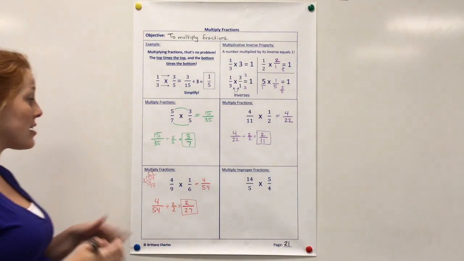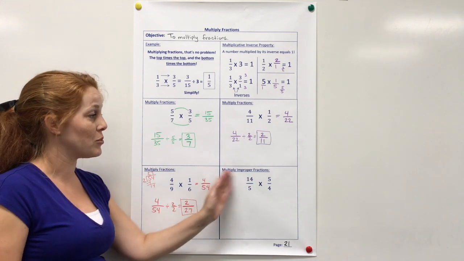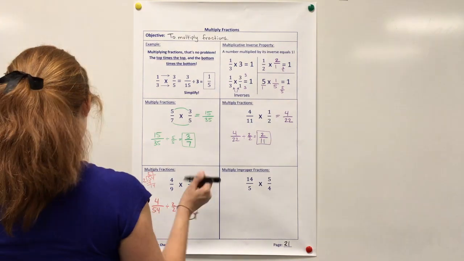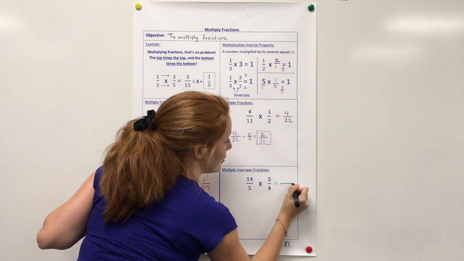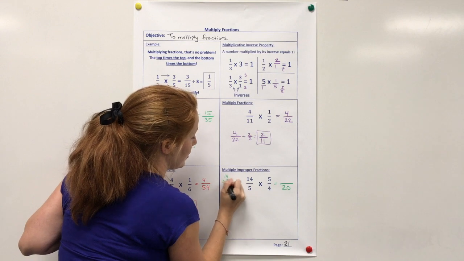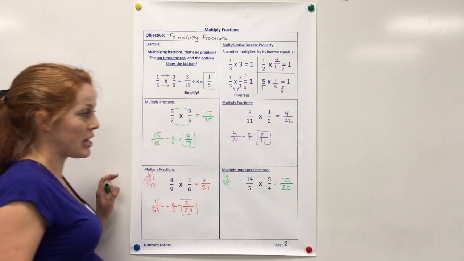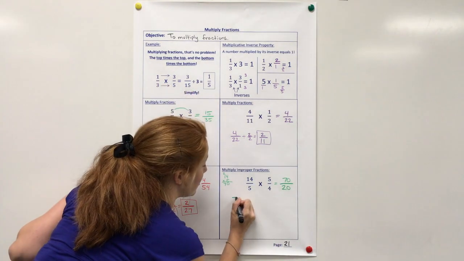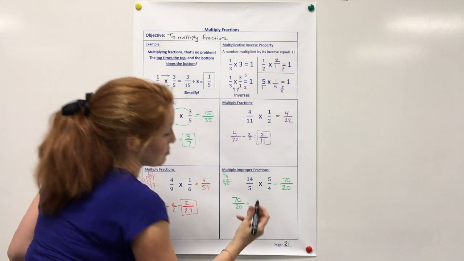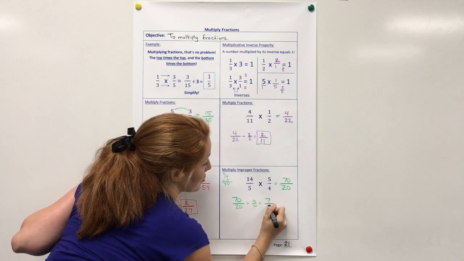All right, and then I just also wanted to show you an example. If you have improper fractions, it's the same thing. Just multiply straight across to start off with. So go ahead and do that. You can write this to the side to be careful. That's 20, 5, 6, 7. Now I'm going to reduce. Well, I know they both end in 0, so I could do 10 over 10. So that would be 7 over 2.